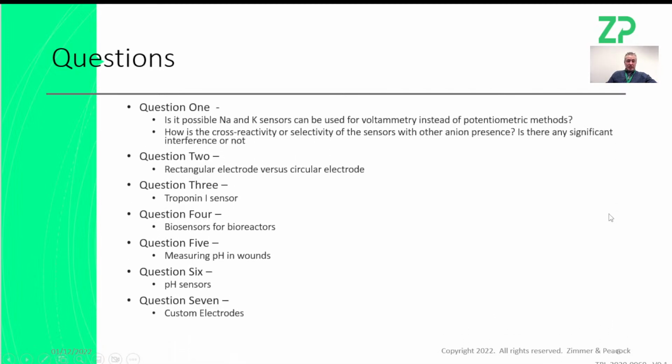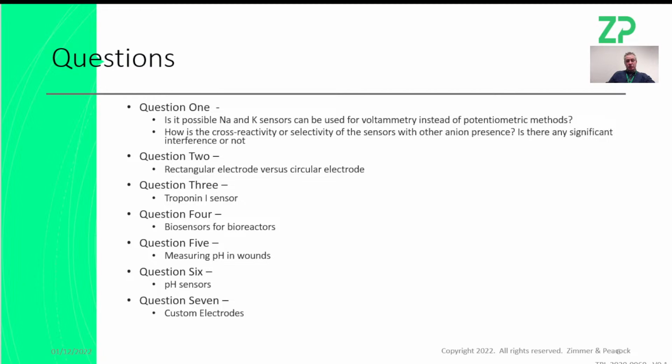So first of all, I've got about 7 questions here. The first question is regarding ion selective electrodes, which are a form of potentiometric sensor, and we do cover these in our workshops, and whether we can look at these sensors using voltammetry. And the answer is yes. It's quite an interesting idea actually, and we haven't done it, but I'll discuss it.